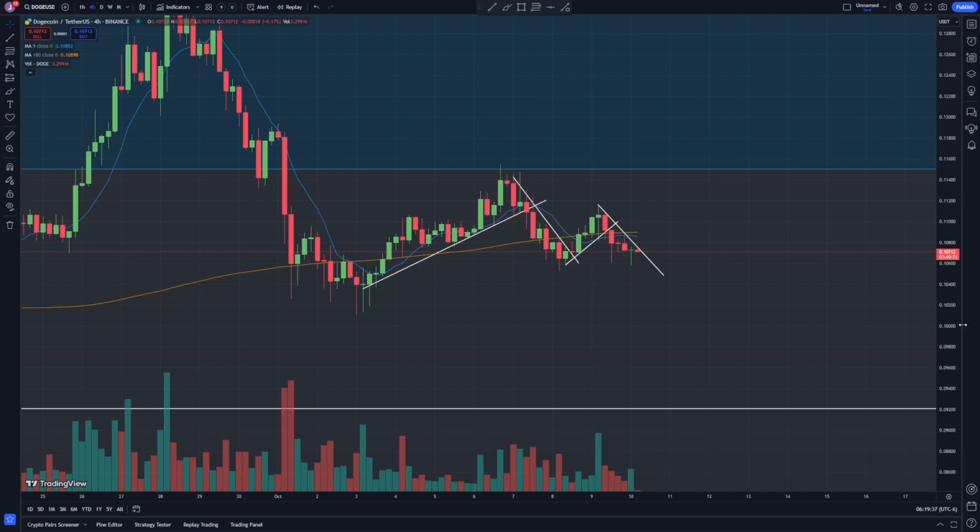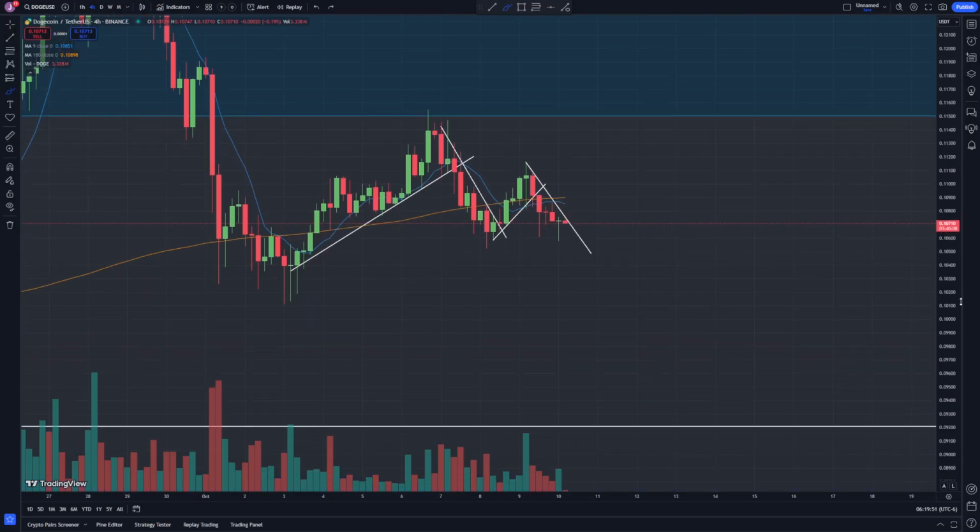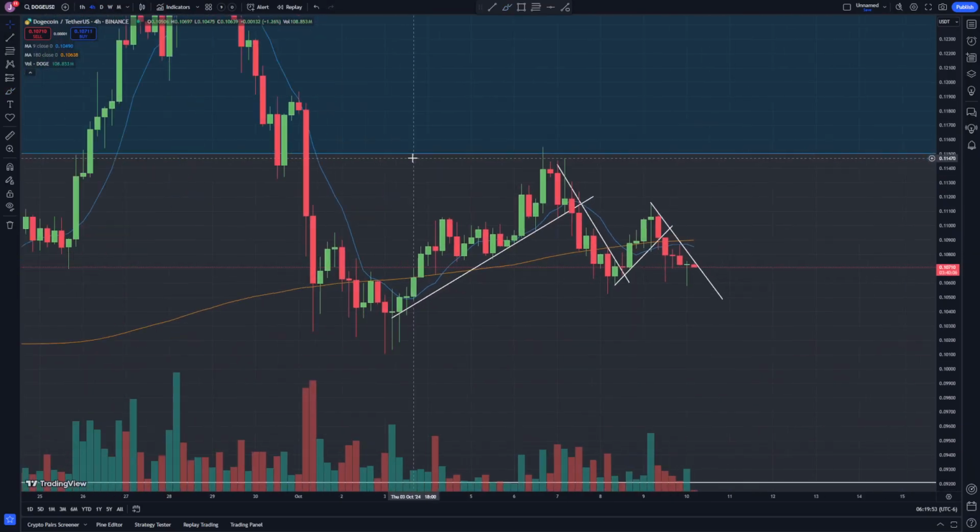Let's take a look at what's going on with Dogecoin today, guys. All right, so it looks like we're in a downtrend right now. Yesterday we were in an uptrend. The day before that we were in a downtrend. And the day before that we were in an uptrend. We're watching these trend lines. We're on tradingview.com right now.